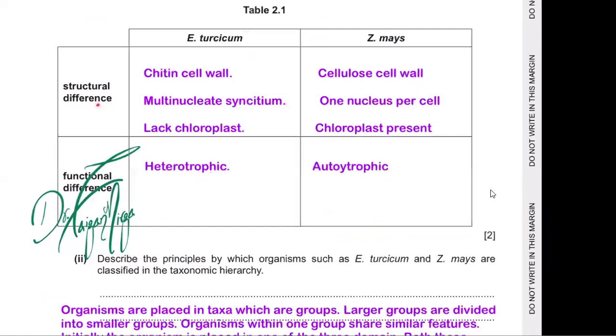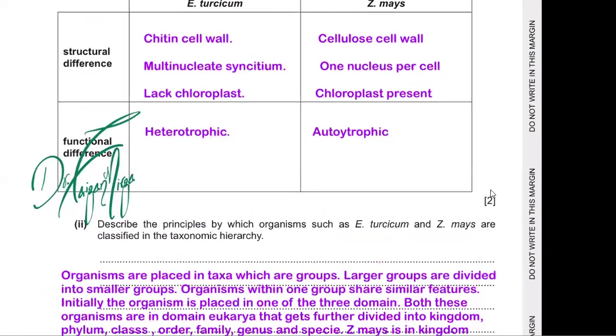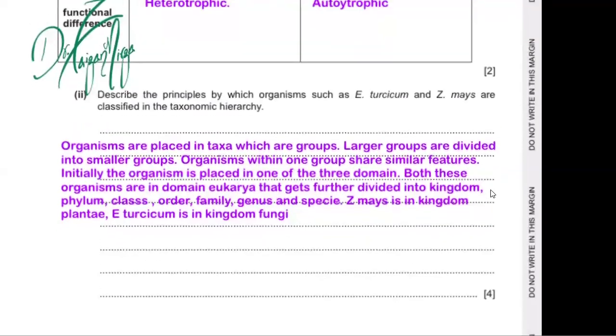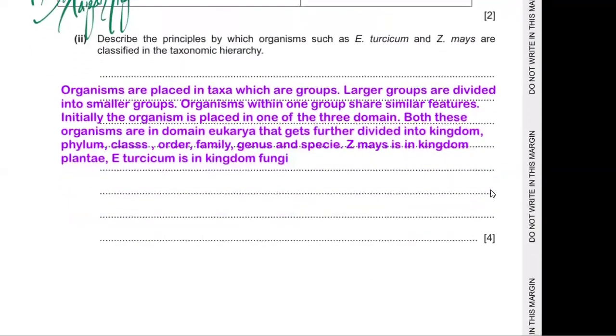Okay, so the structural difference between the cell wall of fungi and plant is simply whether the cell wall is made up of chitin or cellulose. And then the structural difference could be that there is one nucleus in a plant cell, whereas fungi will have more than one nucleus, the multinucleate syncytium. And then fungi always lack chloroplast, whereas a plant leaf will have chloroplast. Functional difference, how the function varies. The function varies as heterotrophic or autotrophic nutrition. I just made a spelling error there for autotrophic. But anyhow, that's what you need to mention for the functional difference.